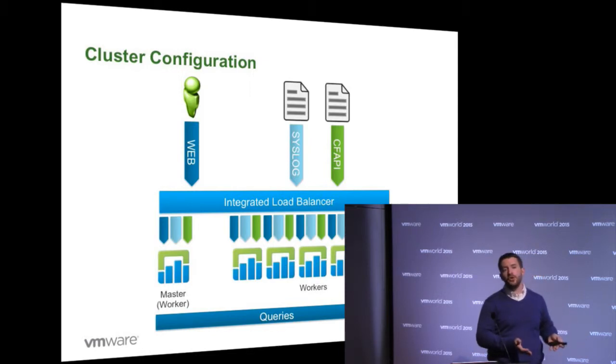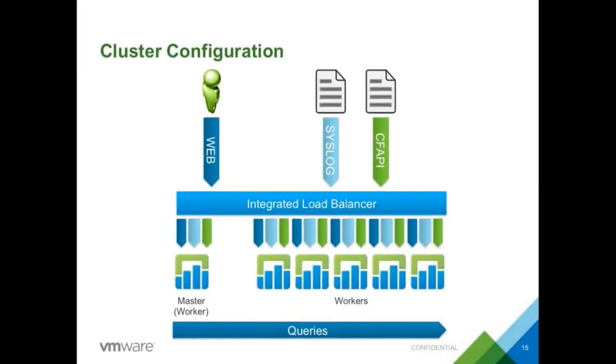If you only have 2, you actually don't have ingestion high availability or query high availability. So it's really critical that you have 3 or more. And now your queries are across the system. The cluster still has this notion of a master, the first node, and the workers, but really it's a masterless or distributed architecture as part of LogInsight 3.0. Well, let's explain what that means.